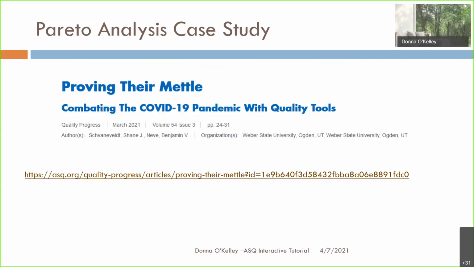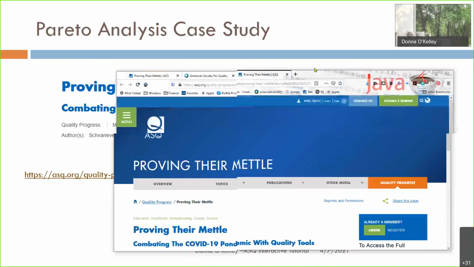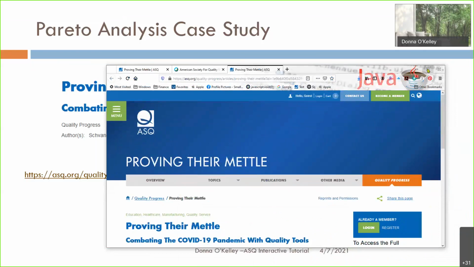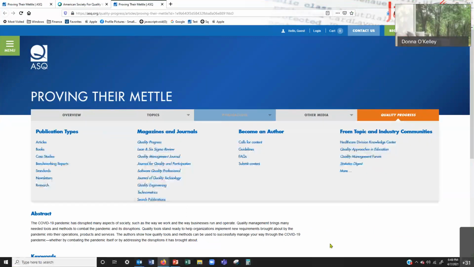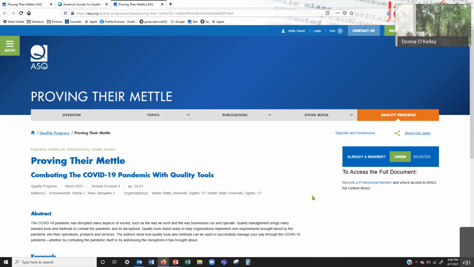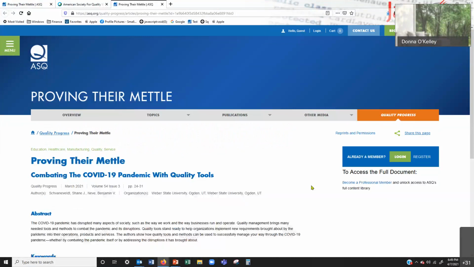Let me see if I can get it over to the other screen. I took myself off camera because I'm moving my laptop around. This is from Quality Progress. Can you see this, guys? Eduardo? Yes. Proving the middle? Okay. So this is an article. Oh, where did God go? Oh, I'm not logged in.